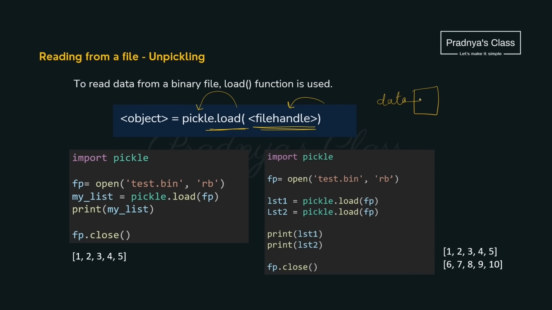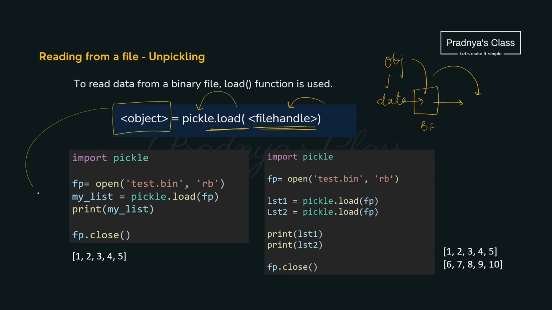Now we need to read that data from the binary file. Whatever object you write in the file, that is what you will get back. The load function will do the task of retrieving data from the binary file. That's why we will be loading that data into one variable.